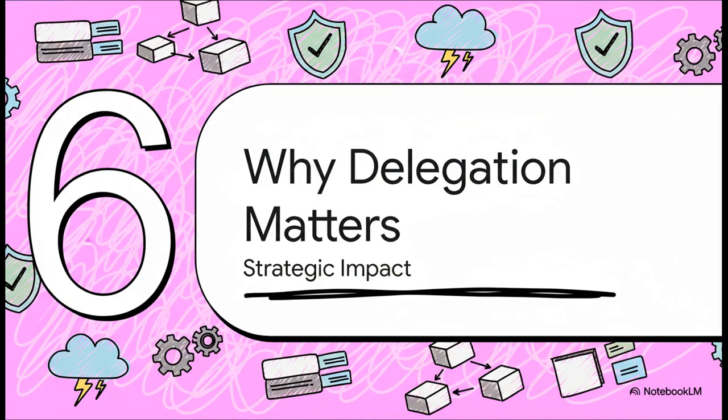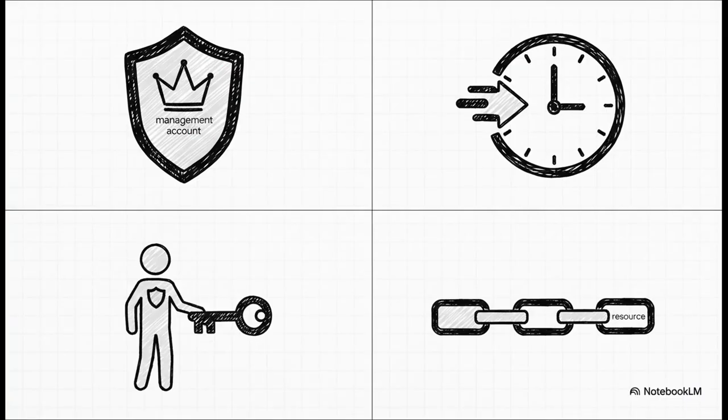Okay, let's pull all of this together now. We've talked about what it is and how to set it up, but the big question is, why should you care? Why does this actually matter for your organization's security and strategy? Well, the benefits are pretty huge, actually. First off, and this is the big one, you're dramatically cutting down the risk to your management account. Second, you make your whole operation more efficient by getting rid of those bottlenecks. Third, you empower your security experts to actually do their jobs. And finally, and this is crucial, you ensure continuity.